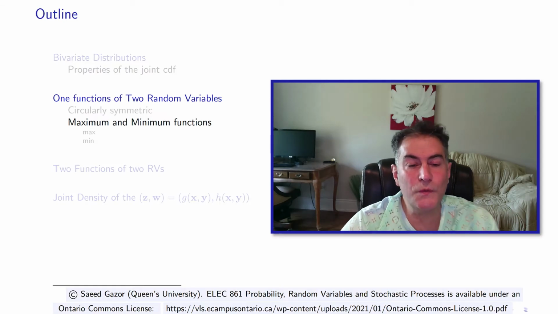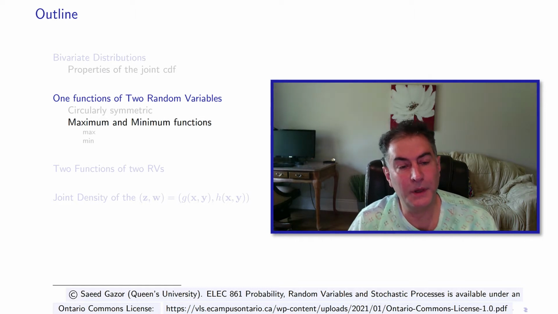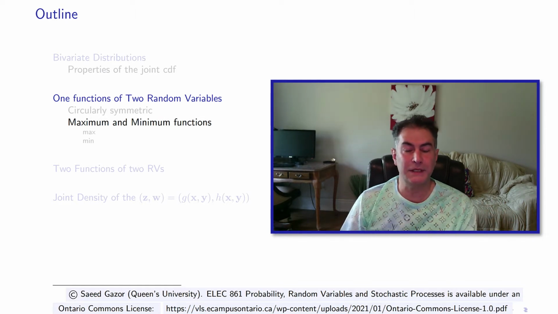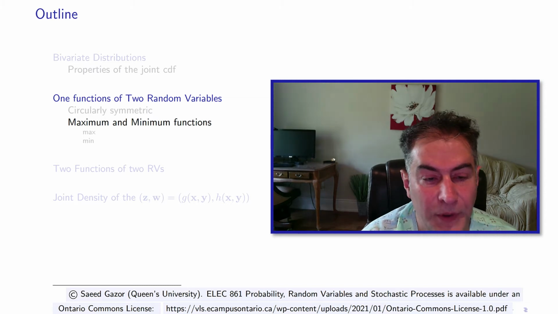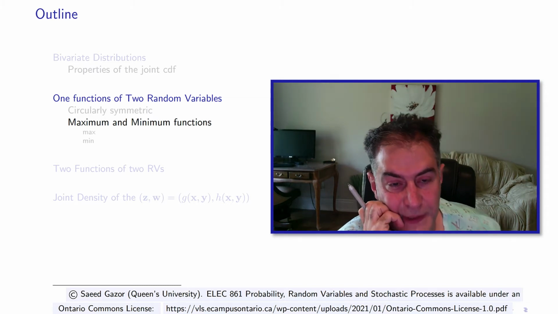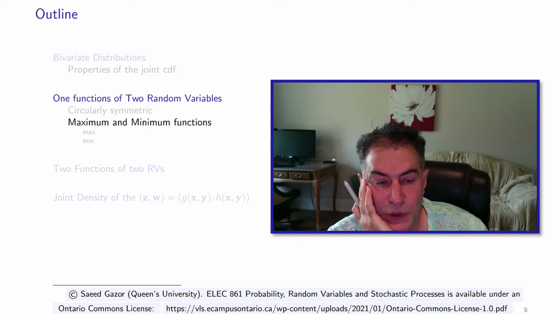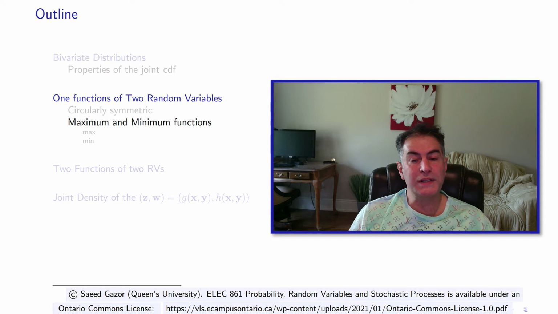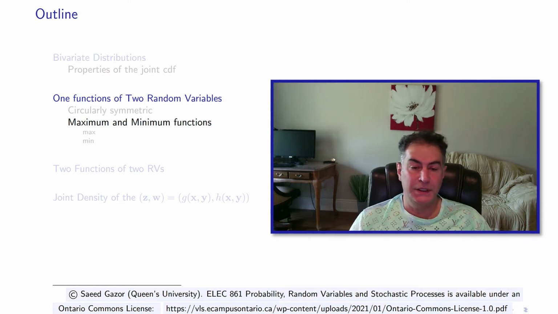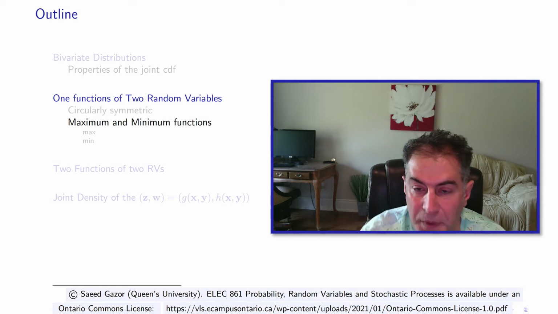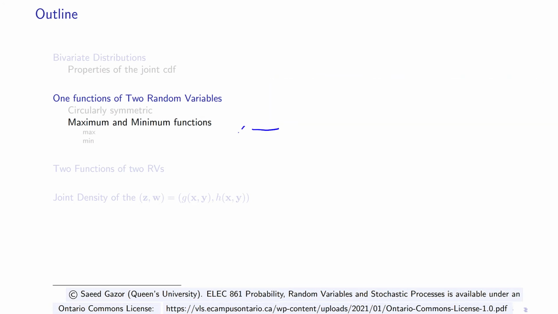So far we have started to learn about one function of two random variables and so on, and we have discussed circularly symmetrical random variables. Now in this video we want to discuss maximum and minimum functions. In other words, we have a pair of random variables X and Y, and we want the distribution of the maximum of X and Y or the minimum of X and Y.